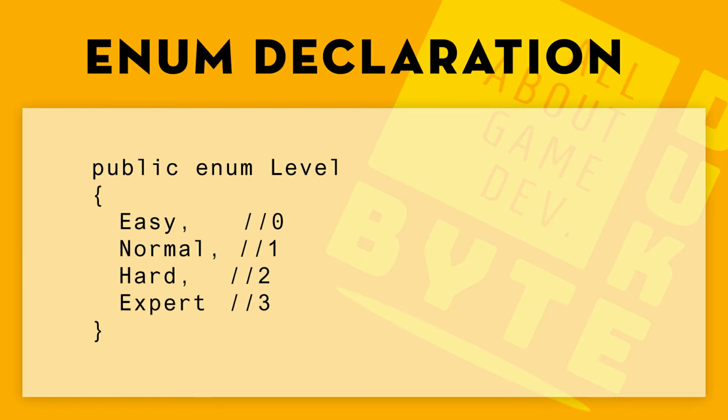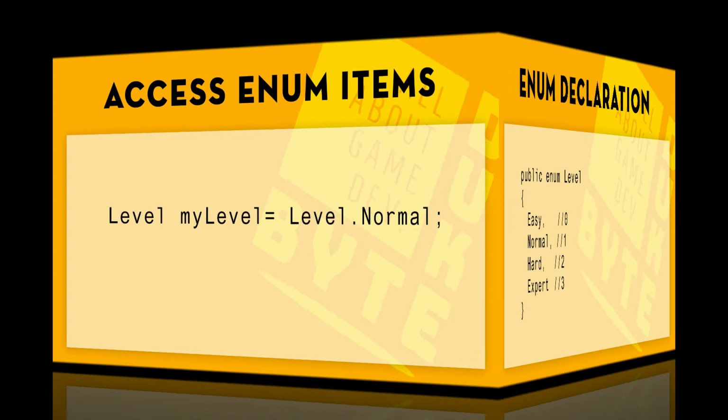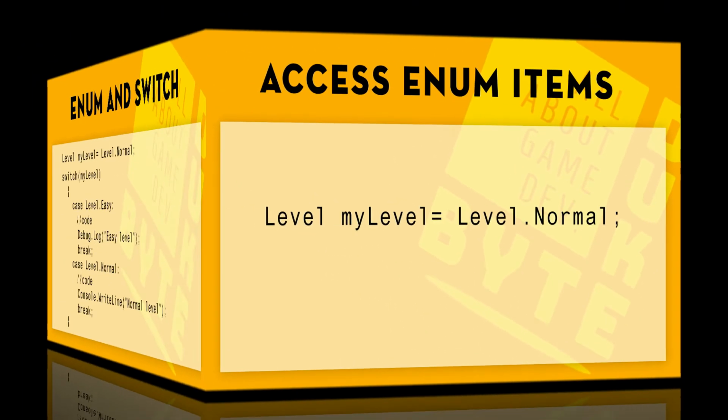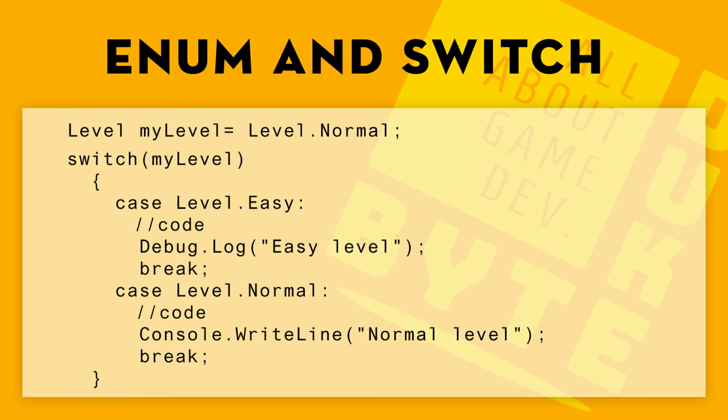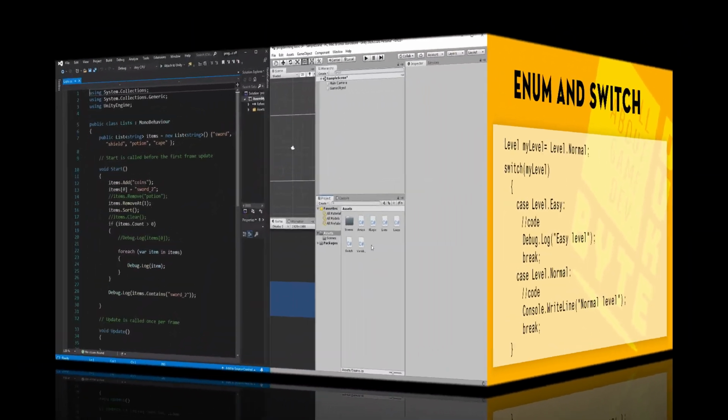By default, the first item of an enum has the value 0. The second has value 1, and another is incremented by 1. You can also assign custom enum values. You can access enum items with the dot. Enum is often used with switch statements.